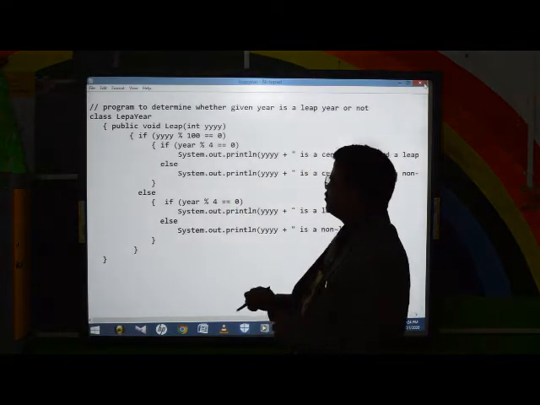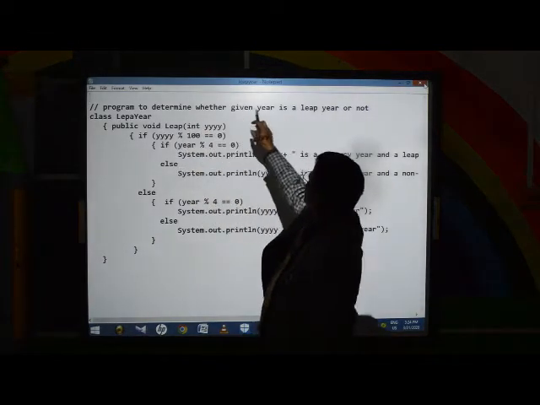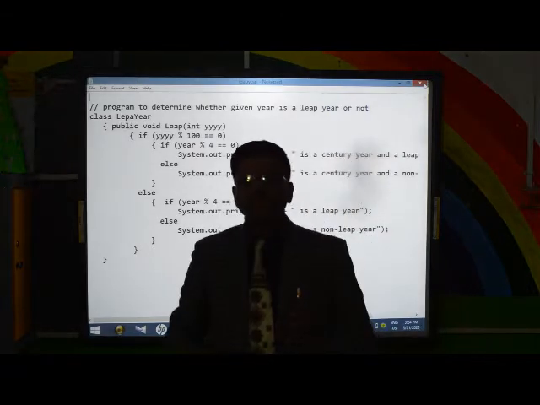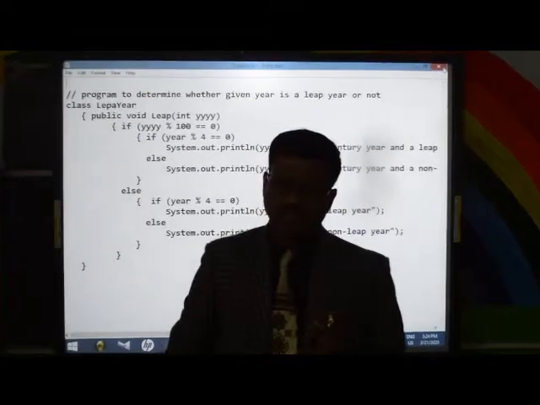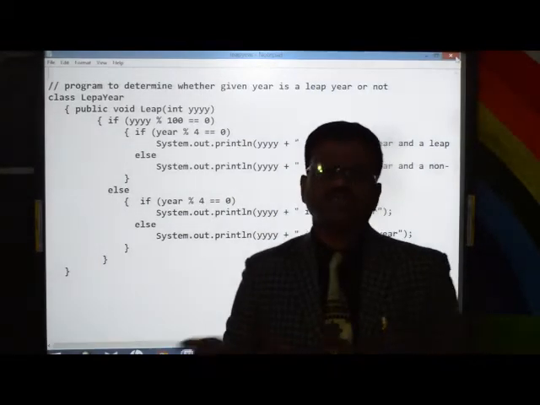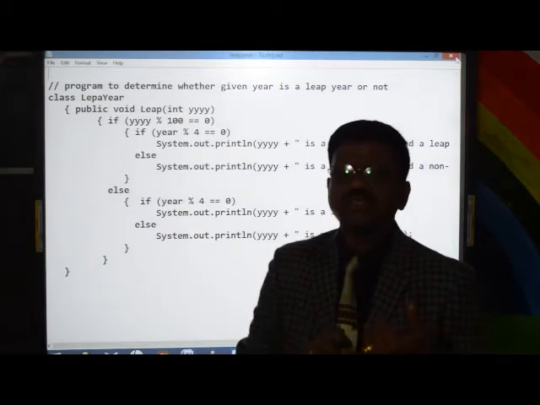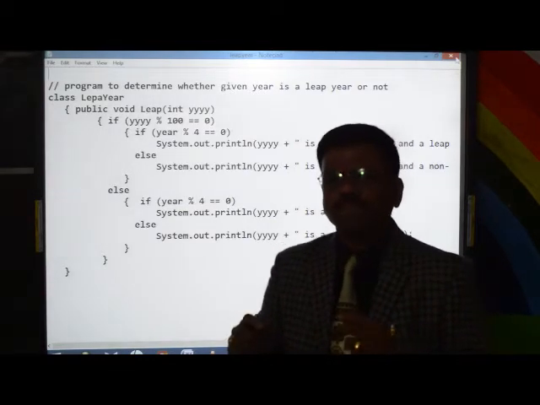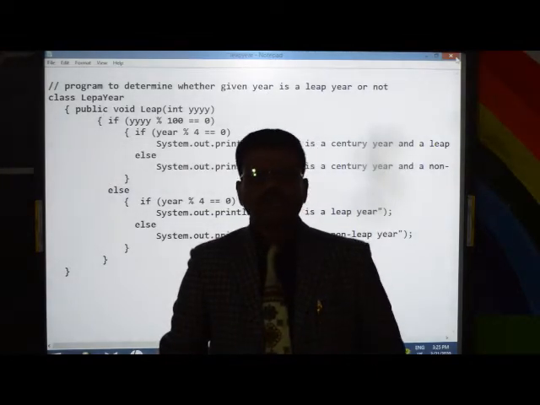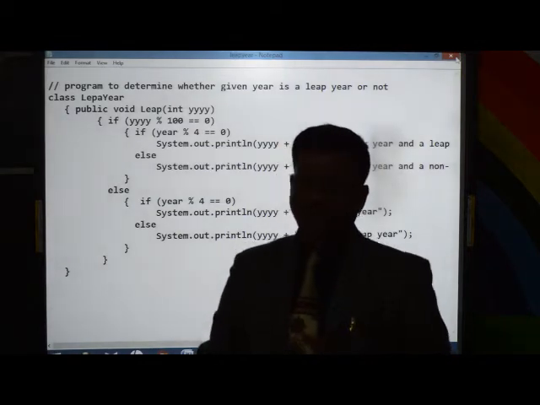Here is a third program: a program to determine whether the given year is a leap year or not. All of us know a leap year comes once in 4 years. In short, we cannot browse through the February month to see if it's 28 days or 29 days. Simple. A year divisible by 4 is known as a leap year. A year not divisible by 4 is known as a non-leap year.